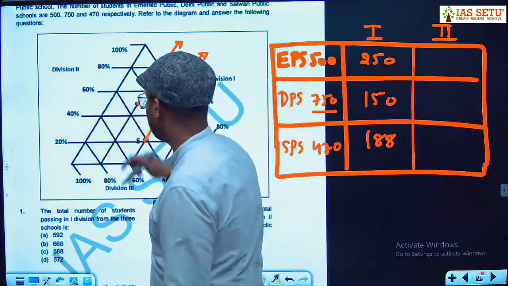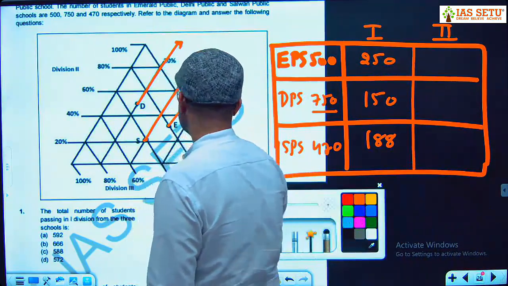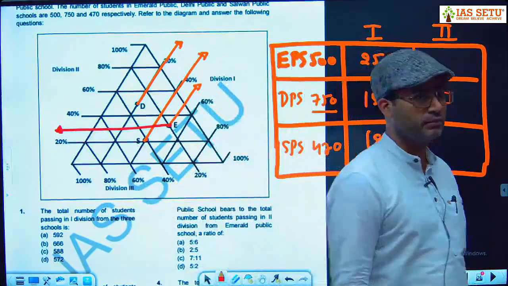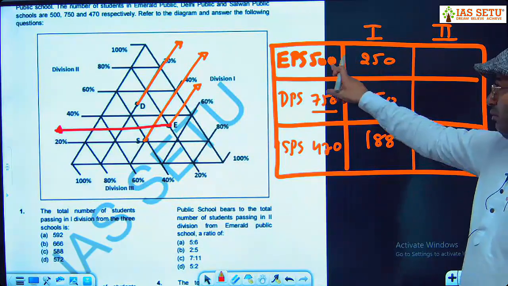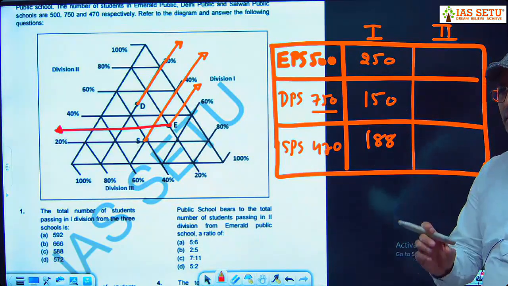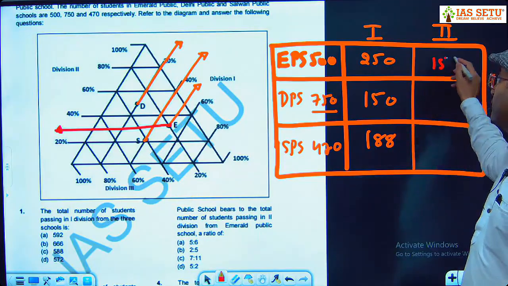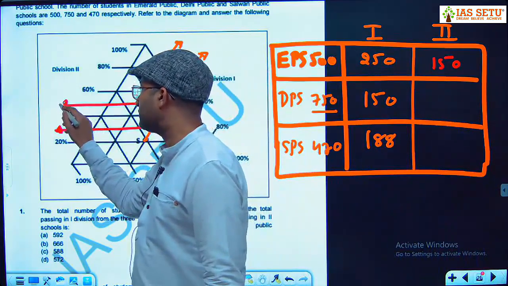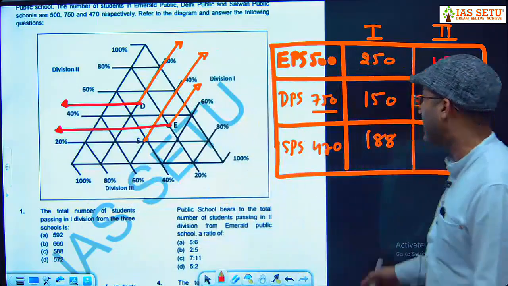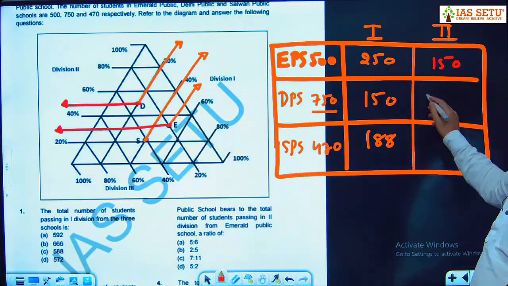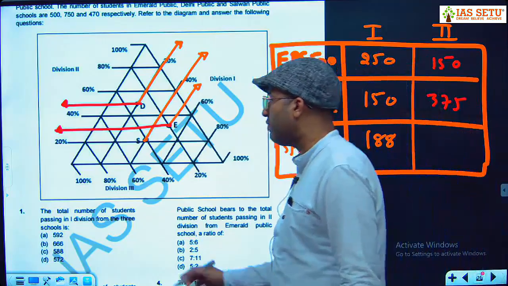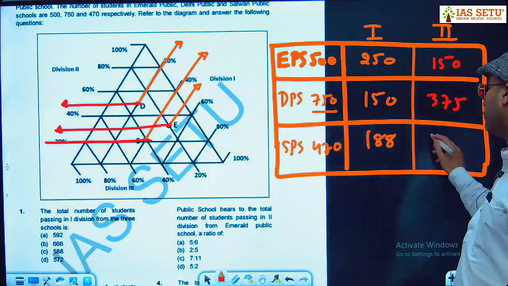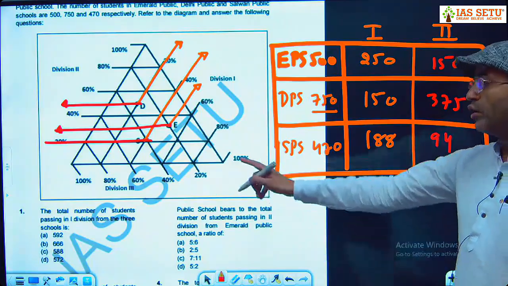सेकंड डिवीजन, these are the lines. सेकंड डिवीजन EPS, EPS के लिए सेकंड डिवीजन, this is the correct line. तो 30% students in EPS got the second division. What is 30% of 500? 10%, 50, 50, 50, 150. DPS second division is 50%. You have to take the middle value. Tell me what is 50% of 750? Half, 375. Then Salwan Public School second division 20%. What is 20% of 470? 94. 47 plus 47.